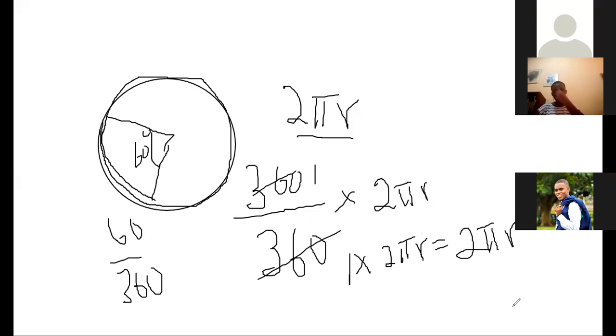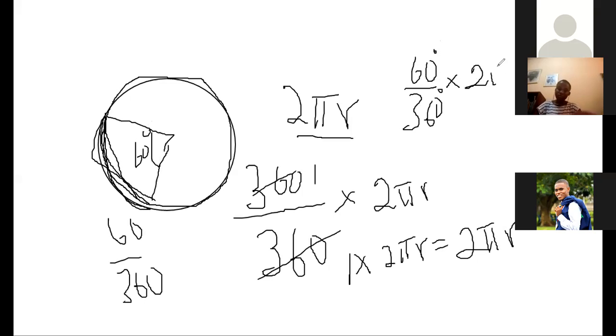I hope you get it. So if you weren't able to walk the full 360 degrees and you are still asked to find the circumference of the particular portion that you walked, which is from this side to this side, that will be the angle that you walk. That is 60 degrees all over 360 degrees times what? The 2 pi r. I hope you get it. Times the 2 pi r.